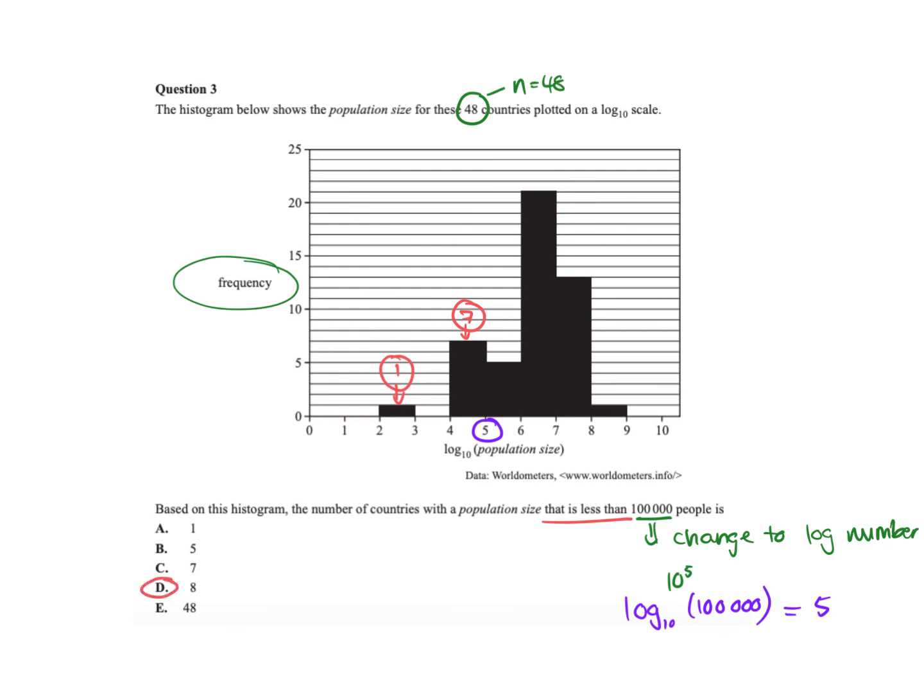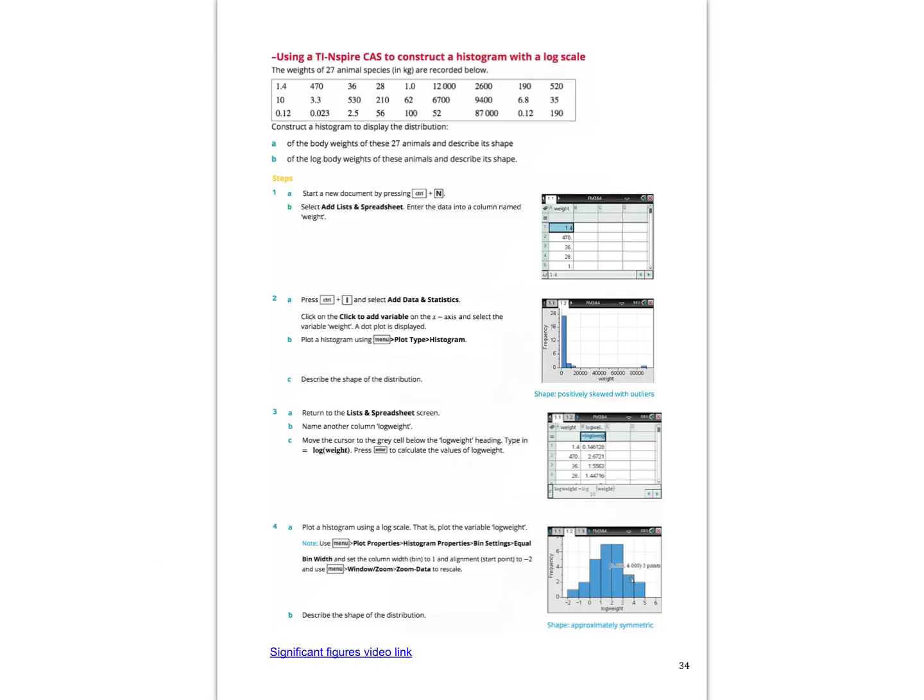8. D, 8. Alright, so what we're going to do is create a histogram, and this is good practice so I can walk around and check people can do them. We're going to do a histogram with a log scale. The instructions are here, but I'm going to go through it with you in class.